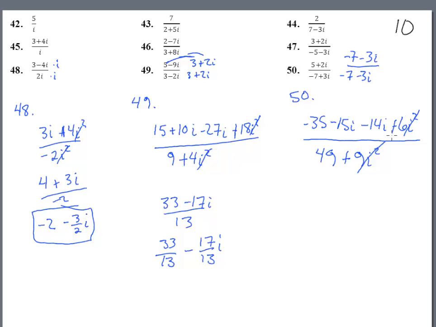So negative 35 plus 6 is a negative 29. Negative 15i minus 14i is a negative 29i. All over 49 plus 9 is a 58. So if we simplify these, we get 29 over 58 is 1/2. This is negative 1/2 minus 1/2 i.